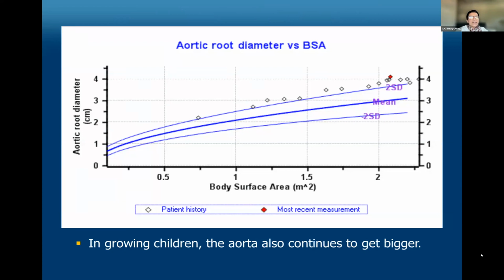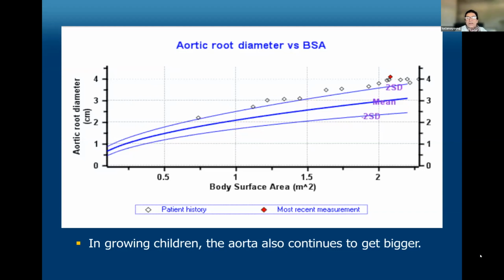As we see on this graph, aortic diameter is here on the left, and on the lower axis is body surface area. As a child grows, their body grows, but not only does their body grow, their aorta grows. So how do we index, and how do we determine whether the aorta is growing in proportion to the body or not? Next slide, please.